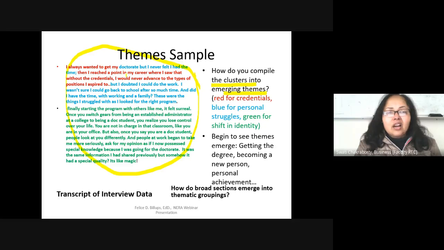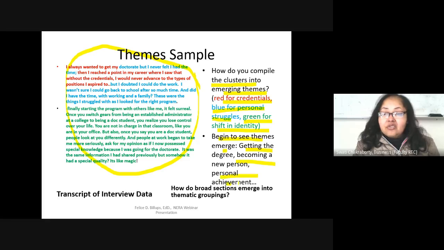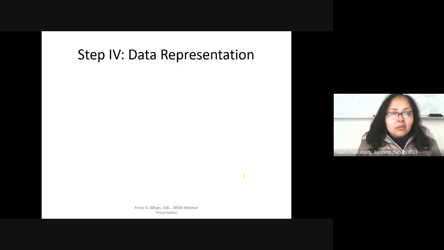See, red ones are credentials, blue is personal struggles, green is shift in identity. So that's how you start clustering it. Three different clusters, red, blue, and green. Then you begin to see the themes emerge, right? What are the themes that we have? Getting the degree, becoming a new person, personal achievement, right? So credentials is getting the degree, personal struggle is where you become a new person, and where you shift in identity is personal achievement. So that's how it comes up, right?